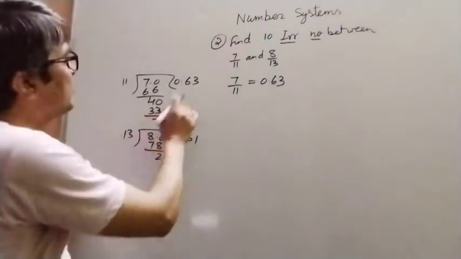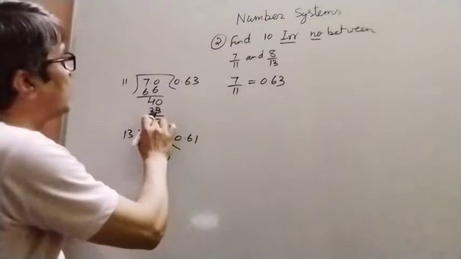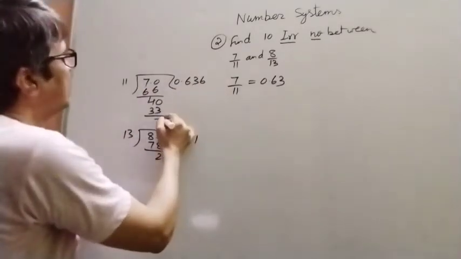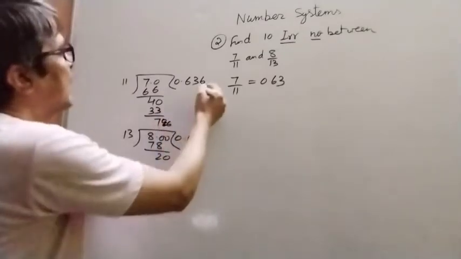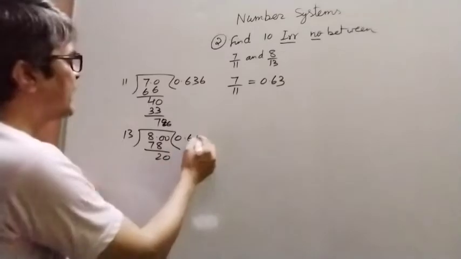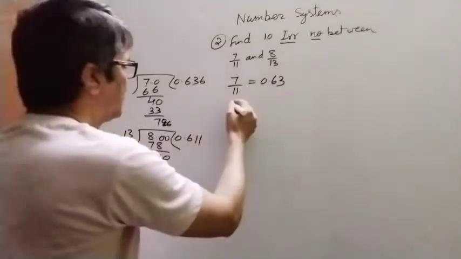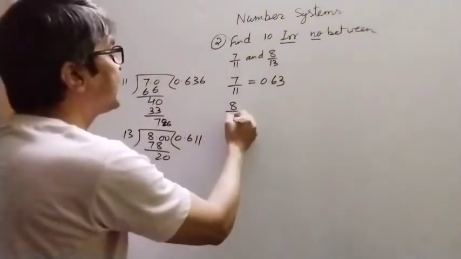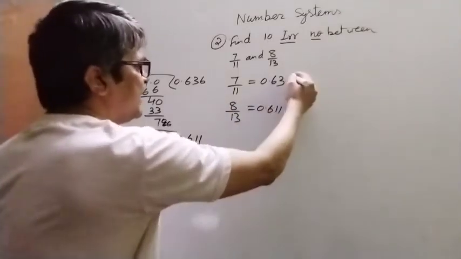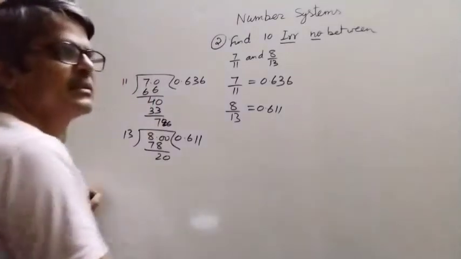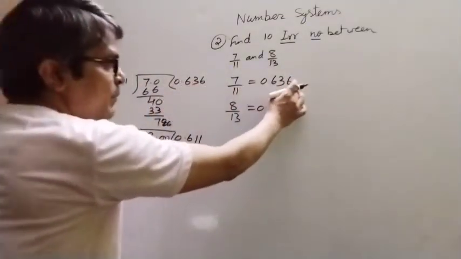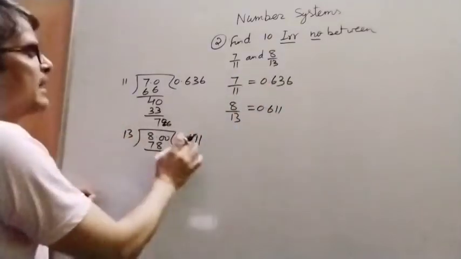So you have to do just one thing, divide it once more. 66, and here what will you find? You will find 1. So 8 by 13 is equal to 0.611, and here 0.636. You have to divide it up to 3 decimal places, and this also up to 3 decimal places.